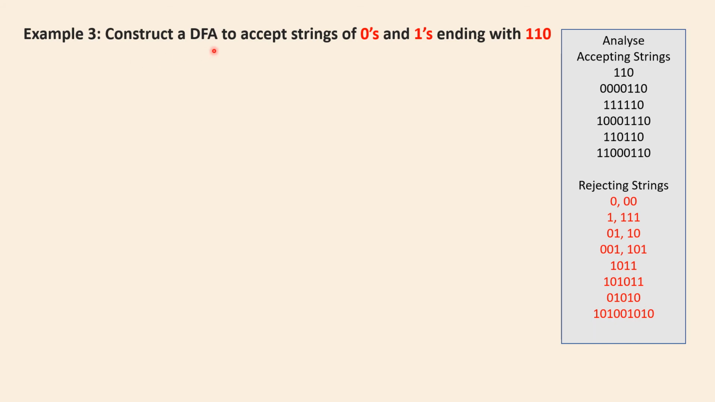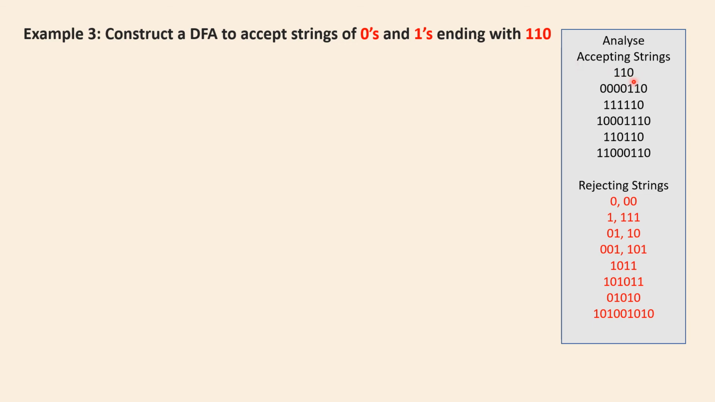Let us take another example here. Construct a DFA to accept strings of zeros and ones ending with 110. This can also be used as a reference for strings of A's and B's ending with AAB or BBA with respect to zeros and ones. So the first step is to analyze the given question. We have strings of zeros and ones ending with 110.